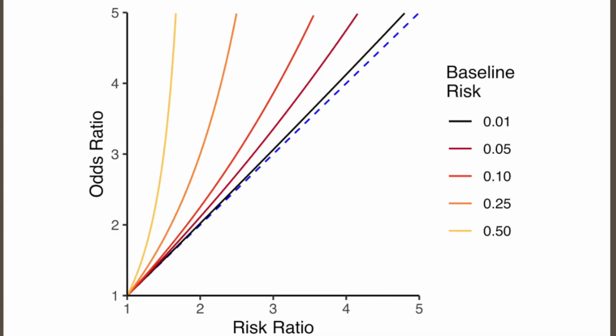Now, if the baseline risk is very low, so for example, 1 in 100 versus 1 in 101, there's not much difference between the odds ratio and the relative risk. But if our baseline risk is much higher, for example, 1 in 4, then you can see that there's a big difference between the odds ratio and the relative risk ratio.